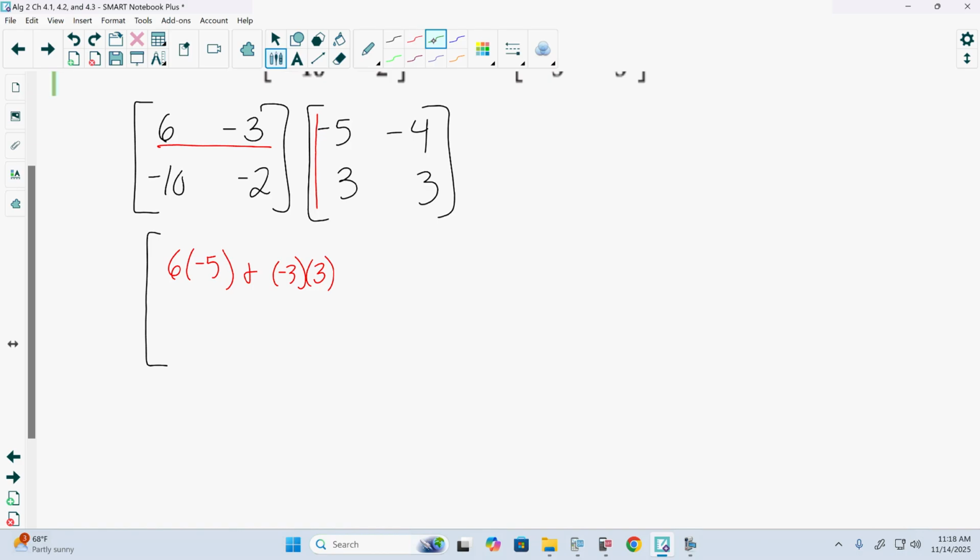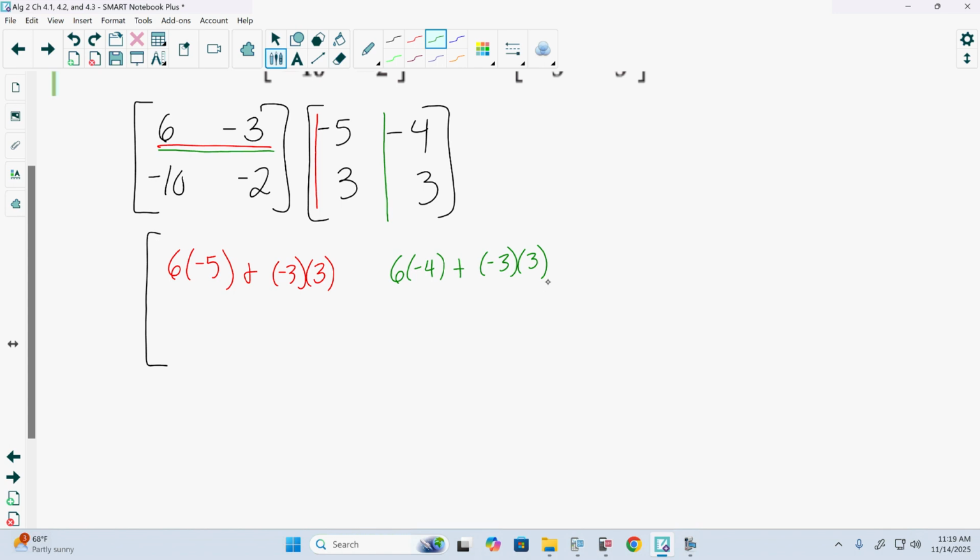We kind of see what we're doing, over and down. First and first, second and second, then third and third. It would just keep going over and down. Now that we're finished, we're going to do it again. We're going to go over and down. So we'll have 6 times negative 4 plus negative 3 times 3. So as we go over one element in the row, we're going down one element in the column, multiplying those, and then we add all of those products together. Questions on this here? So we kind of see how this works, yes?